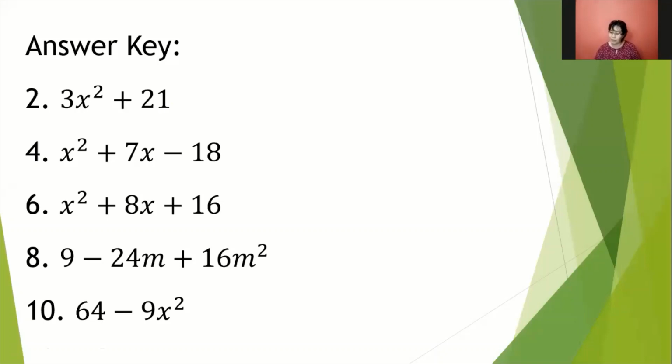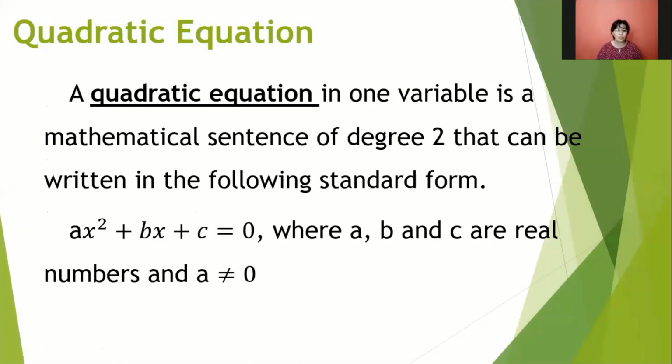Now, are you ready to learn about quadratic equations? Now, quadratic equation came from the Latin word quadratus, which means square. Here is the definition of the quadratic equation. A quadratic equation in one variable is a mathematical sentence of degree 2 that can be written in the following standard form: ax squared plus bx plus c is equal to 0.